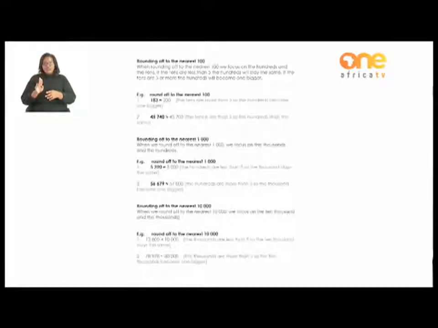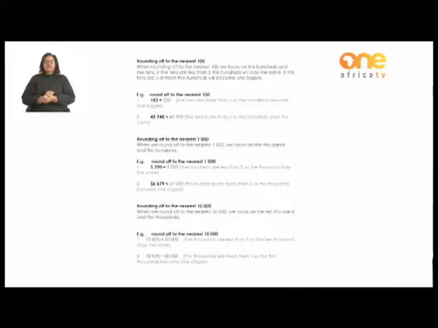Let's see our examples. Rounding off to the nearest 100. 183 rounded off to the nearest 100. We find the 100, that is the number that will either become 1 bigger or stay the same. And we look at the 10. If the 10 is 5 or more, the 100 will become 1 bigger. So let's see. The 10 is an 8, which is more than 5, meaning that will change the 100, and the 100 becomes 2. So 183 is rounded off to the nearest 200.